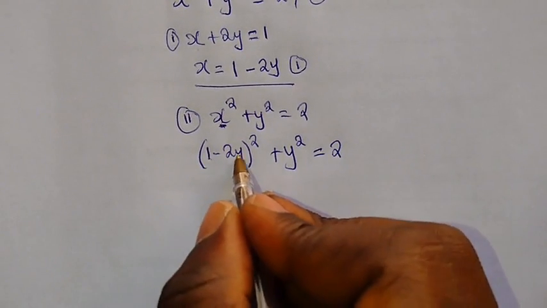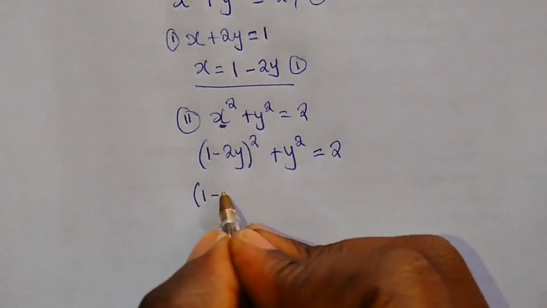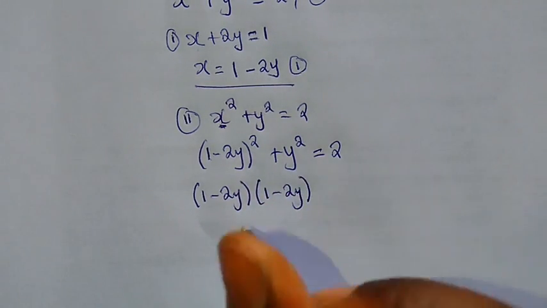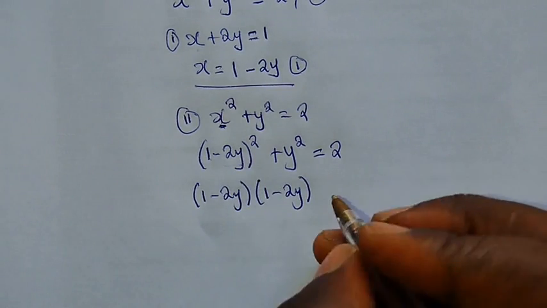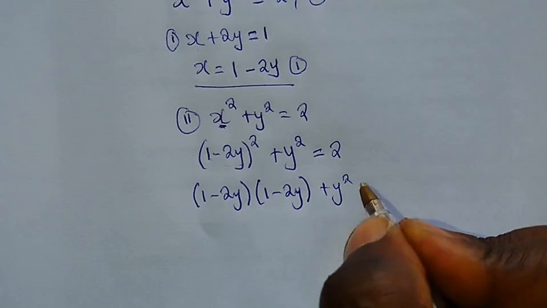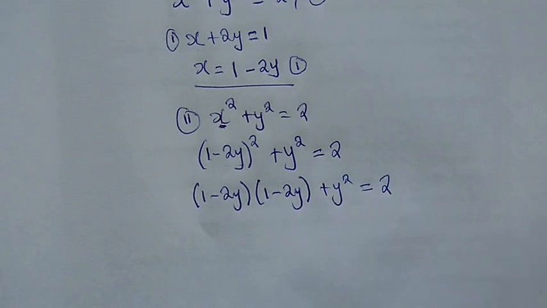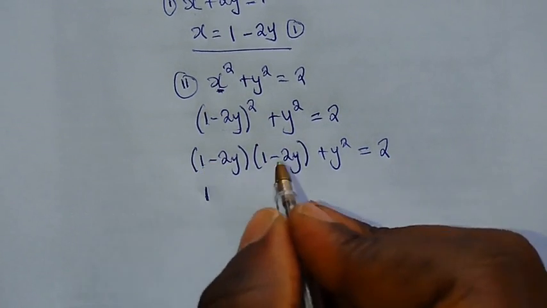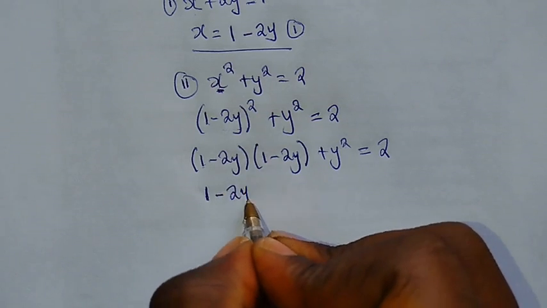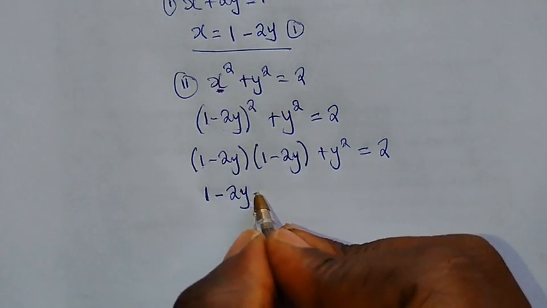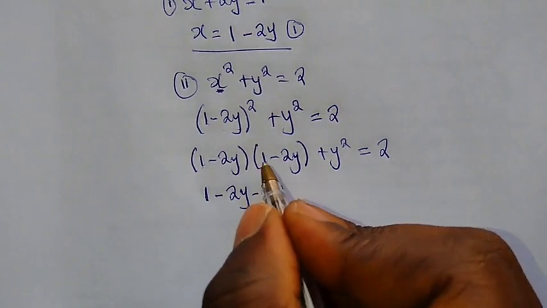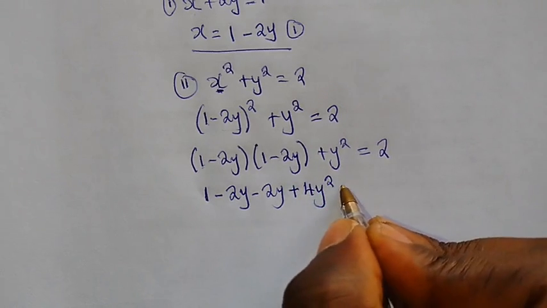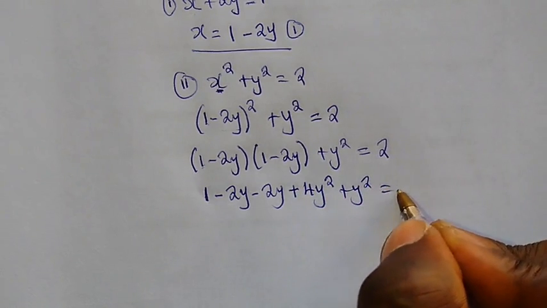So this 1 minus 2y squared simply means 1 minus 2y, again 1 minus 2y. So the same term was multiplied by itself twice, okay? Then plus y squared is equal to 2. So from here, we say 1 times 1, it's a 1. 1 times negative 2y, it's negative 2y. Negative 2y times 1, it's negative 2y. Negative 2y times negative 2y, it's positive 4y squared. Then plus y squared is equal to what?